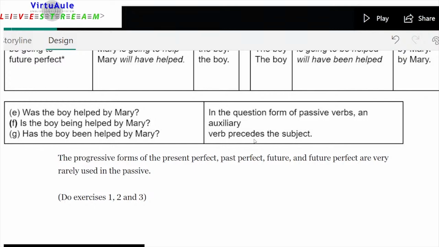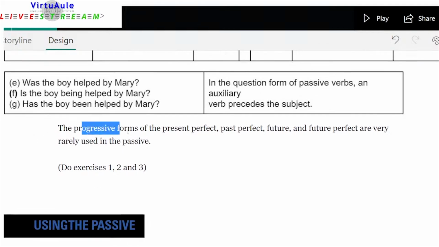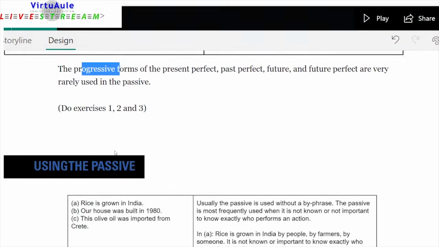invert the subject and the verb to be, or the auxiliary has. Only the auxiliary has, not has been. Even though has been is in G, has the boy been helped by Mary? Only the first word, the auxiliary verb, precedes the subject. The progressive forms of the present perfect, the past perfect, the future perfect, and the future are very rarely used in the passive, as you can imagine.